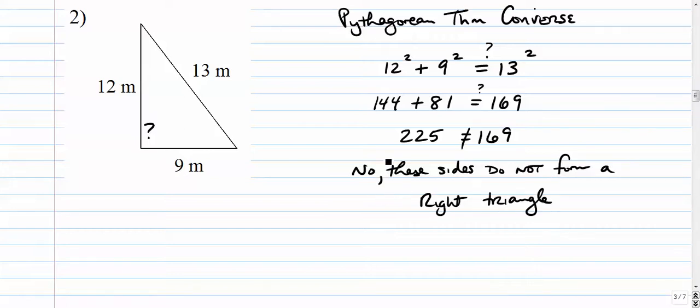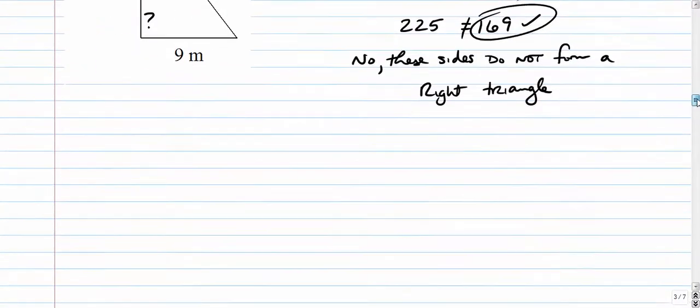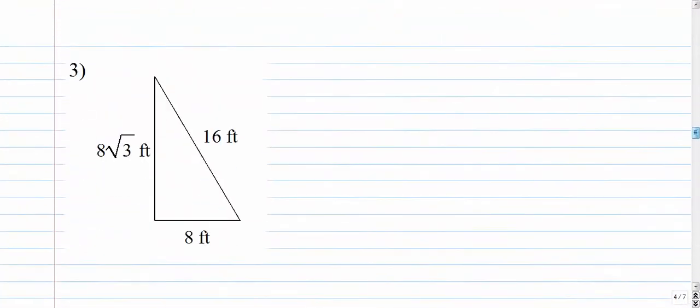Not at all. All right. And in fact, if we wanted to get really specific, which we're not really going to do right now, this would actually form an acute triangle, because the c squared term is smaller than the sum of the other two squared. All right, number 3.